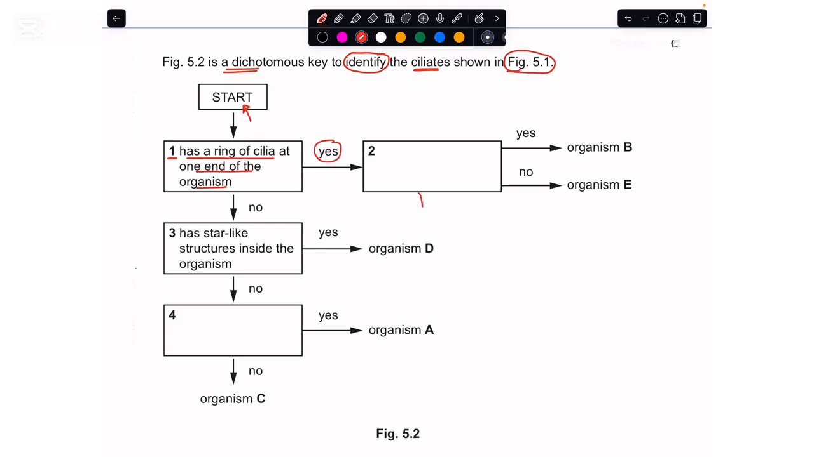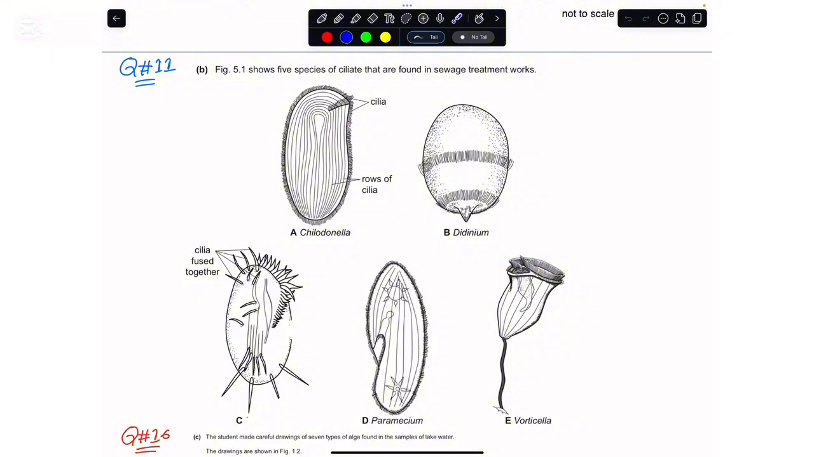So there comes a box, and in the box, we are required to be writing a statement that would go yes for organism B and it would be no for organism E. We just see the discrimination between B and between E that we have got.